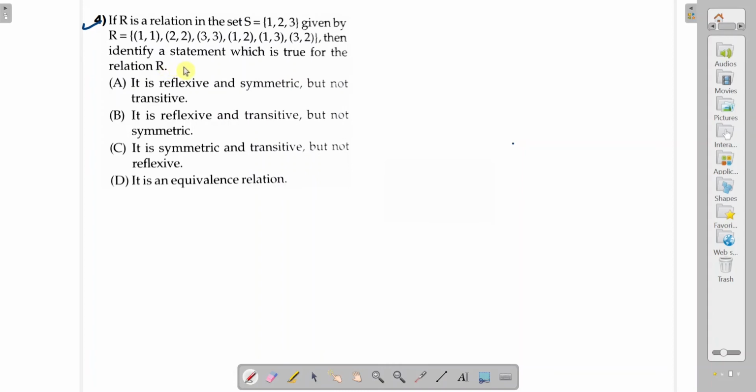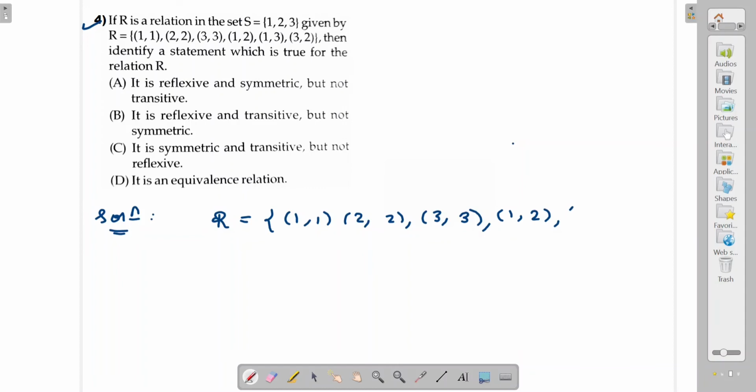Okay, so here you have to check the reflexivity, symmetry property and transitivity of the relation R. So let us write the relation which is given to us. R is equal to {(1, 1), (2, 2), (3, 3), (1, 2), (1, 3), (3, 2)}, right? And the set S is nothing but {1, 2, 3}.